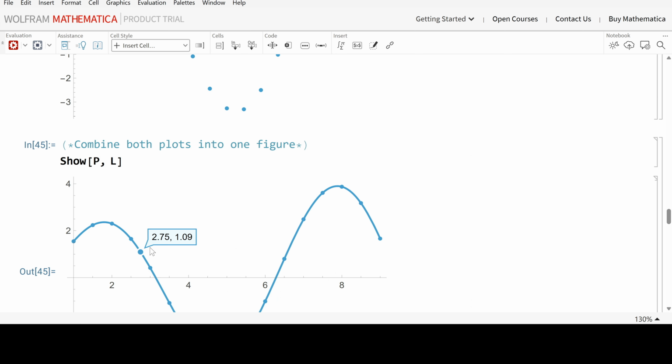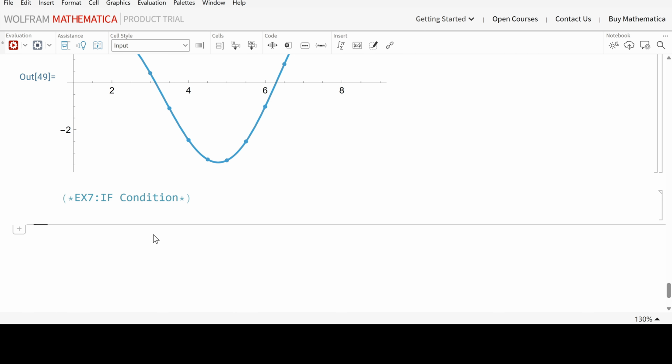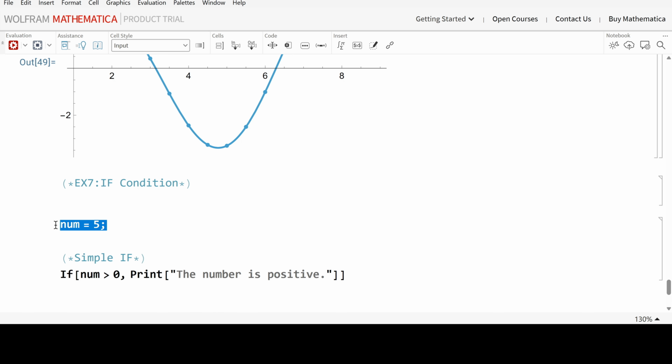Now let's look at conditional commands, the If statements. They allow Mathematica to make decisions depending on logic. Let's start with a simple case. We'll define a variable num equals 5. Then we check: if num is greater than 0, print "the number is positive".